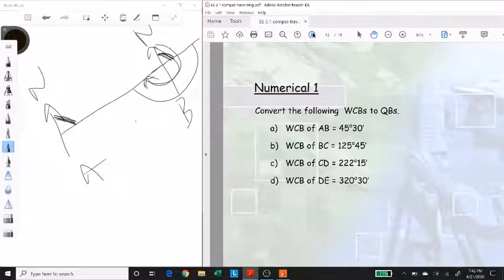So that was about the theory of the compass. We still have to cover the errors, and we also have to cover different parts of the compass. We'll do that in the next lecture. But before that, in the next video, we'll try to solve a couple of numericals.